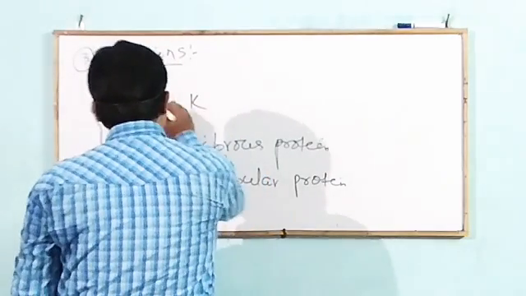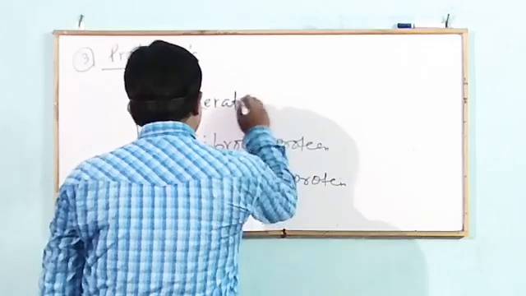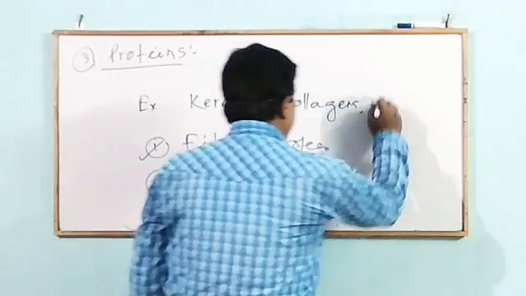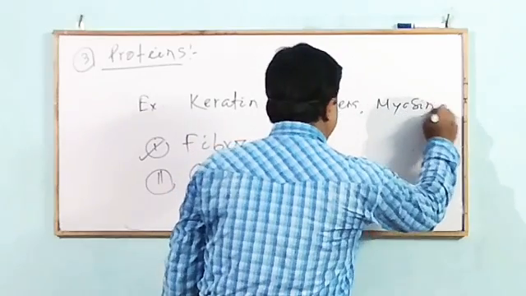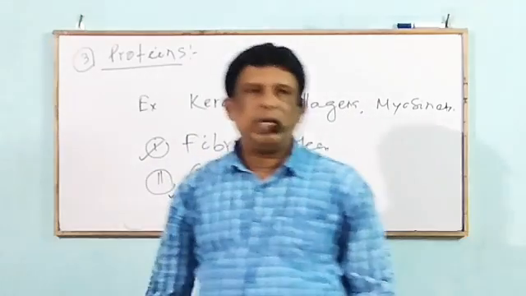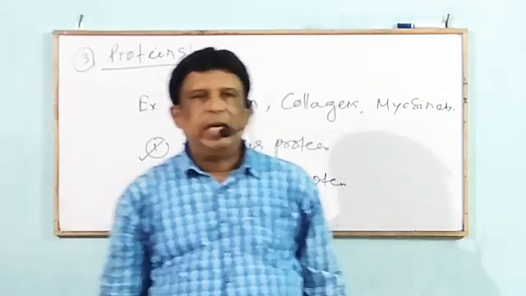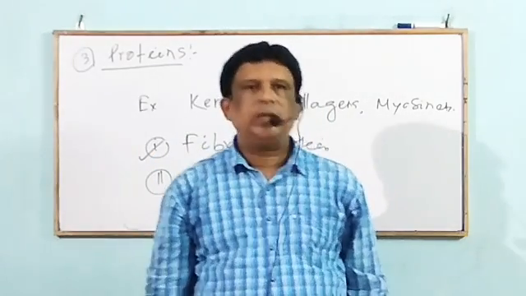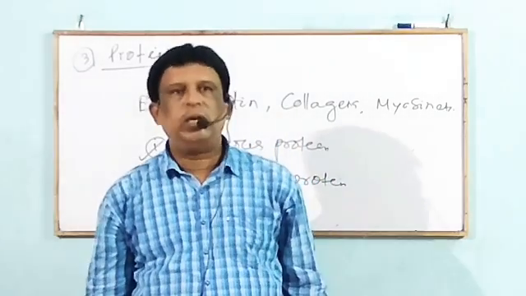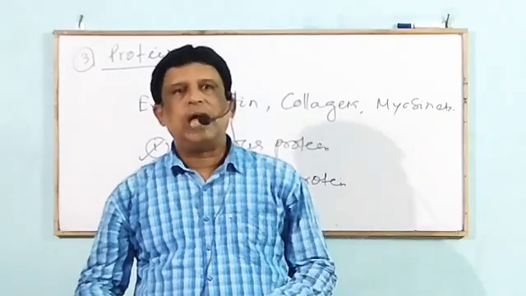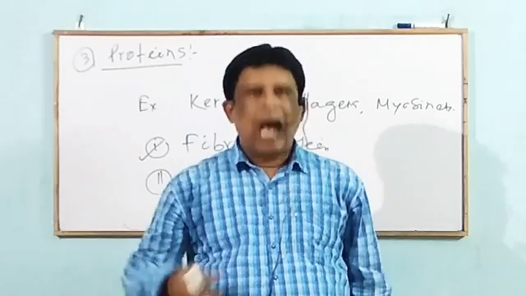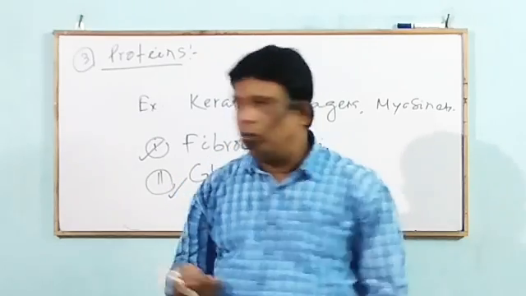For example, keratin, collagens, myosin, etc. Next is the globular protein. What is a globular protein? These are highly branched, cross-linked, and are soluble in water, acid as well as alkali. For example, enzyme, albumin in egg, hemoglobin.